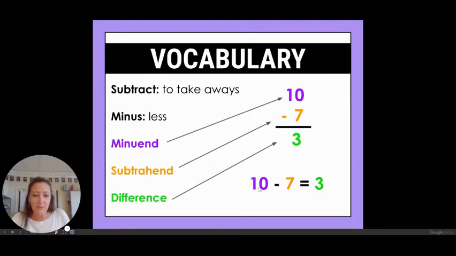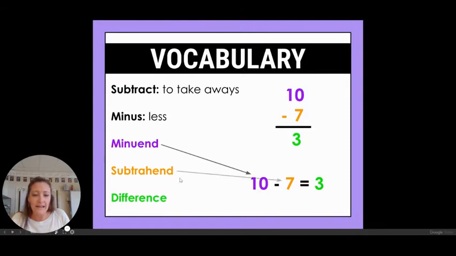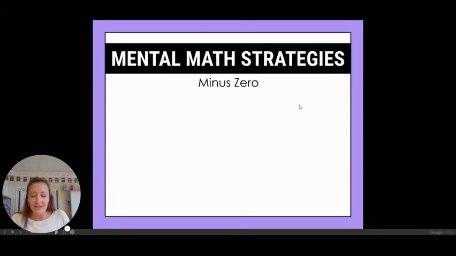Same way if we write our problem going horizontally. Our minuend is our first number. It would be our whole. And then I have my subtrahend. That's what's being taken away. And then finally, I have my difference, which is my answer. So as we're going through our mental math strategies, I'm going to use a lot of this vocabulary: subtract, minus, minuend, subtrahend, and difference. So let's get started on our strategies.